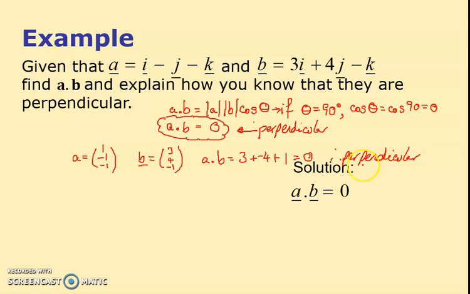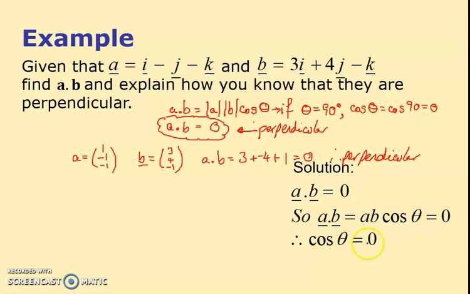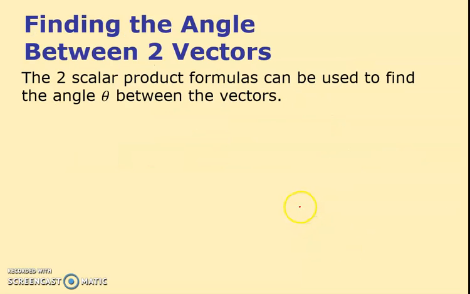Okay, what have I got? I've got the answer here. A dot b equals 0, therefore this equals 0, therefore cos theta equals 0, therefore it's 90 degrees. There you go. Finding the angle. This is the main point of doing the dot product. You get loads of questions in exams. Find the angle between these two vectors.